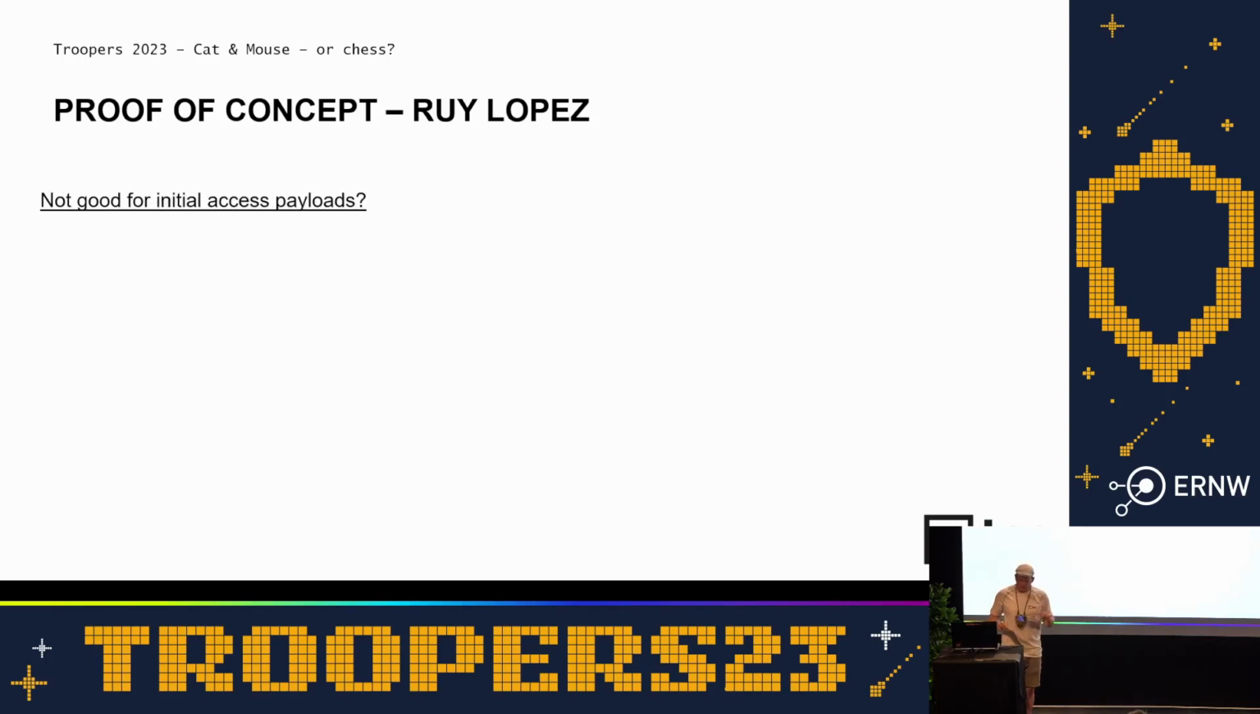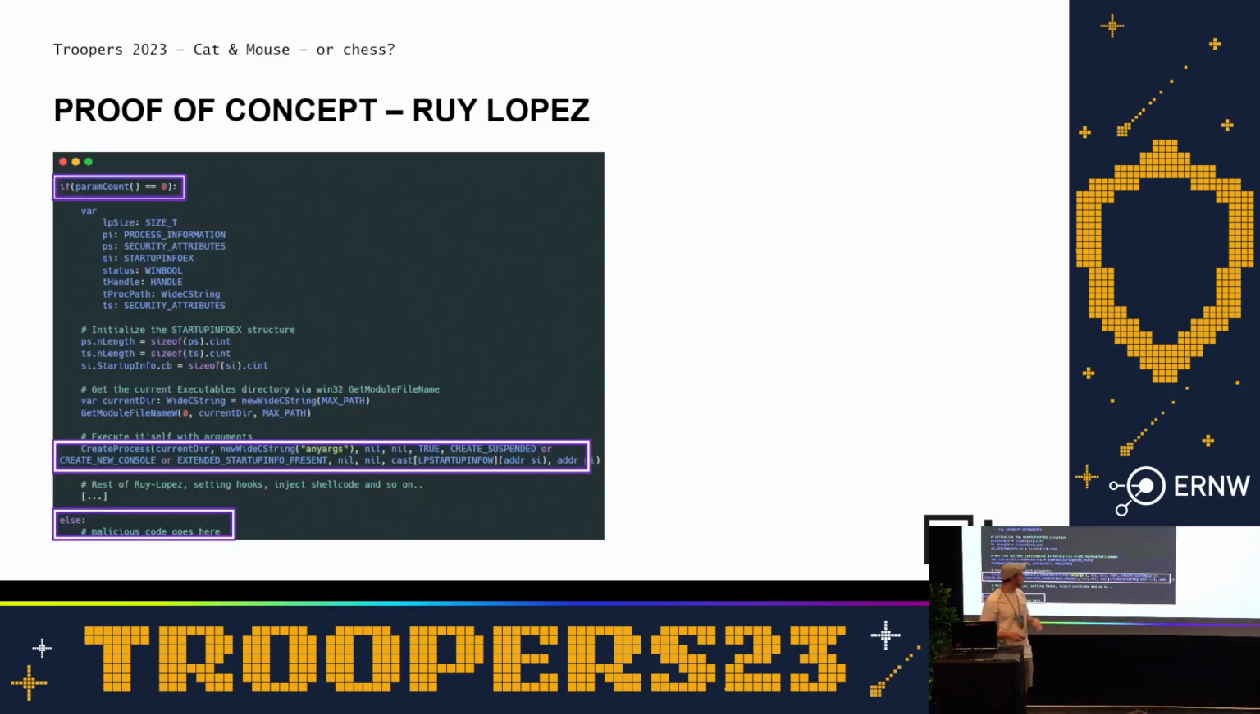Okay. Is this good for initial access payloads? This is one thing which I added, which was not in the slides 1 month ago, but some people told me, okay, this technique cannot really be used for initial access payloads because it's spawning a new process, it's hooking, it's doing injection and stuff, but in the very end, it can be used for initial access payloads. For example, you could do something like this here.